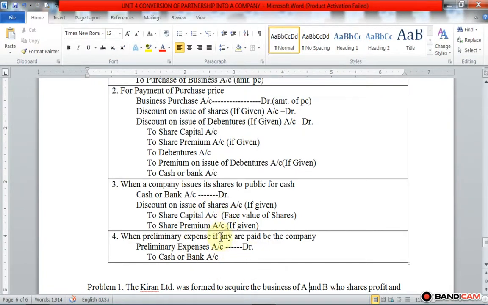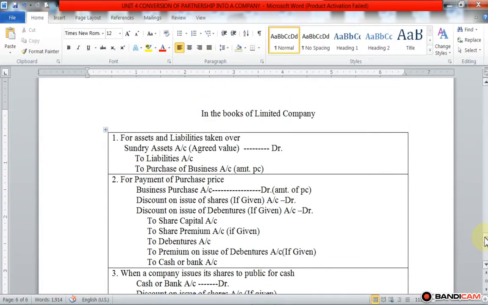It means expenses account debit and cash goes out from the business, so expenses account debit to cash account. These four entries, or four accounting treatments, are in the books of a limited company. So we make the four entries. Remember these four entries in the books of a limited company.